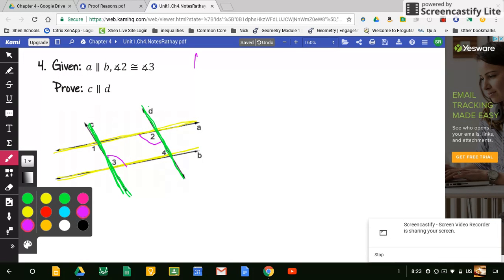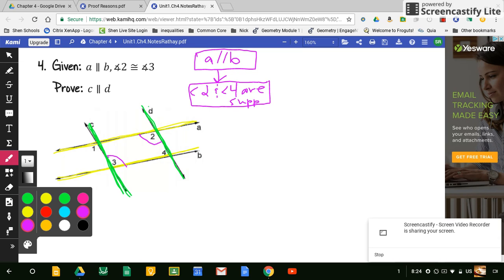So I'm going to start with my given. A is parallel to B. And for this video, I am just going to verbally give the reasons. If you check the key to the notes online, you'll see them filled in, but it's just going to be a little bit too messy and too crowded if I try to write them all myself. A is parallel to B is given. From that, I used the fact that angle 2 and angle 4 are supplementary.